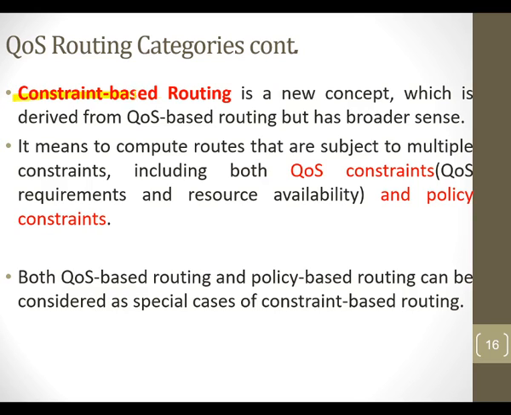Constraint-based routing is a new concept, which is derived from quality of service-based routing, but has a broader sense. It means to compute routes that are subject to multiple constraints, including both quality of service constraints and policy constraints. Both quality of service-based routing and policy-based routing can be considered special cases of constraint-based routing.